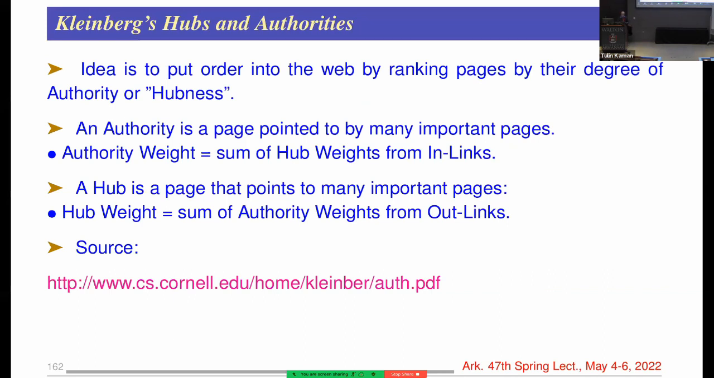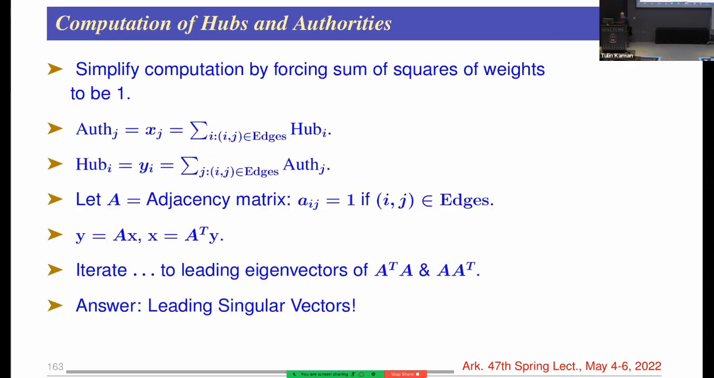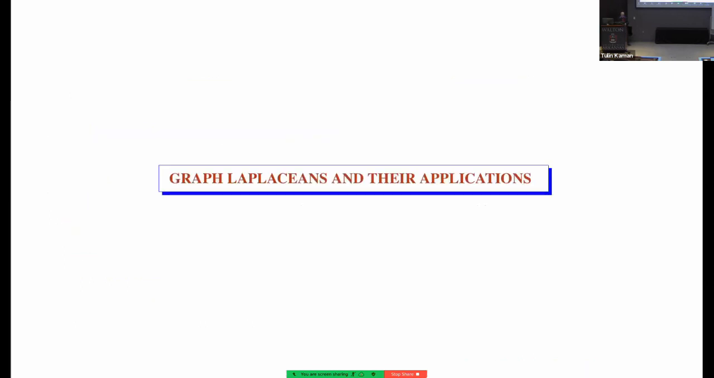But there's another viewpoint, which is essentially hubs and authorities. This uses kind of a different viewpoint, but it's very similar in spirit. So this uses A and A transpose, as you can see here. Anyway, let's skip that. Now I'm going to go and talk about Laplacians.